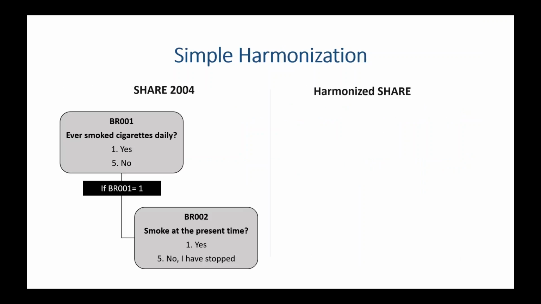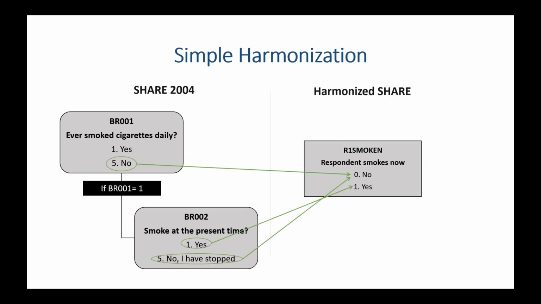So I'm going to walk through an example of simple harmonization, and then I'll just briefly show you an example of a complex one. Some of the things that we're doing when we harmonize: one of the things that we do is we account for skip patterns. Say we want to make a variable called R1 smoking. We want to create a variable which indicates whether the respondent smokes now in wave 1 of SHARE.